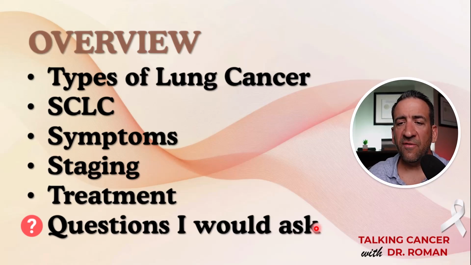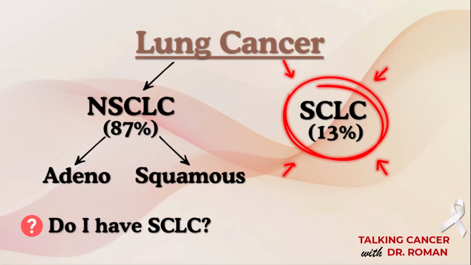Now, the first thing I want to go over is lung cancer in general. And just note that lung cancer is divided into two. It's divided into non-small cell lung cancer and small cell lung cancer. So I'm assuming if you're a patient and you're watching this video, you've been told you have small cell lung cancer. So chances are you had a biopsy done. And if you look at your pathology result, it will tell you you have small cell lung cancer. And this represents approximately 13% of all lung cancer cases.